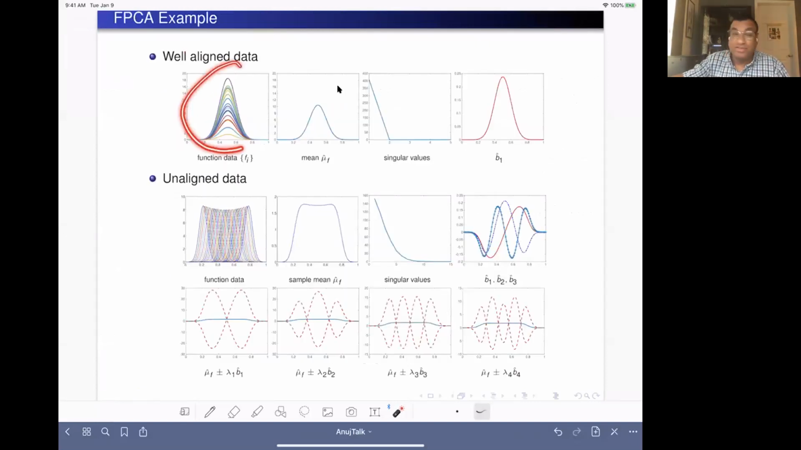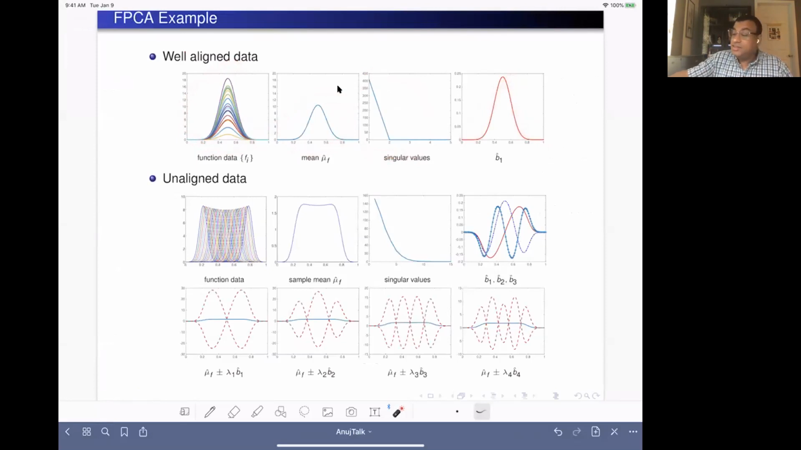I just want to show you some examples of this principal component analysis. So I have a set of functions here, f1, f2, and so on. I compute their mean. This is what the mean looks like. This is what the singular values of the covariance matrix look like. This is the most dominant singular vector direction.